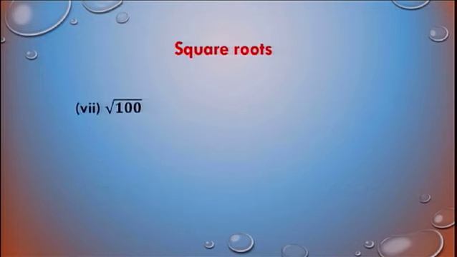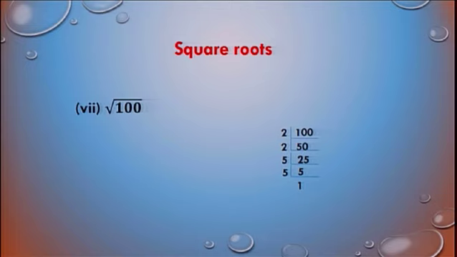Now look at this number, square root of 100. Suppose you do not know that 100 is 10 times 10. So we are going to find the prime factors of 100. So we divide 100 by 2, again by 2. Now 25 cannot be divided by 2, neither by 3, nor by 4. So we divide it by 5. So the prime factors of 100 are 2 and 5.